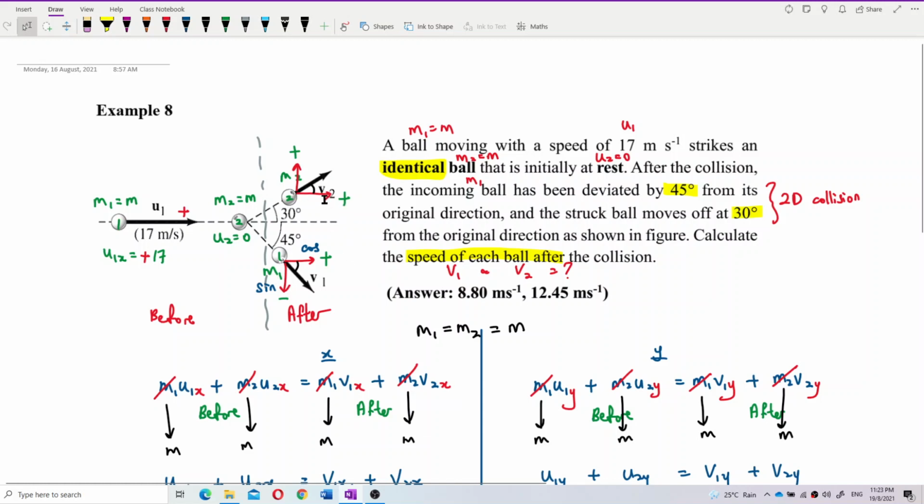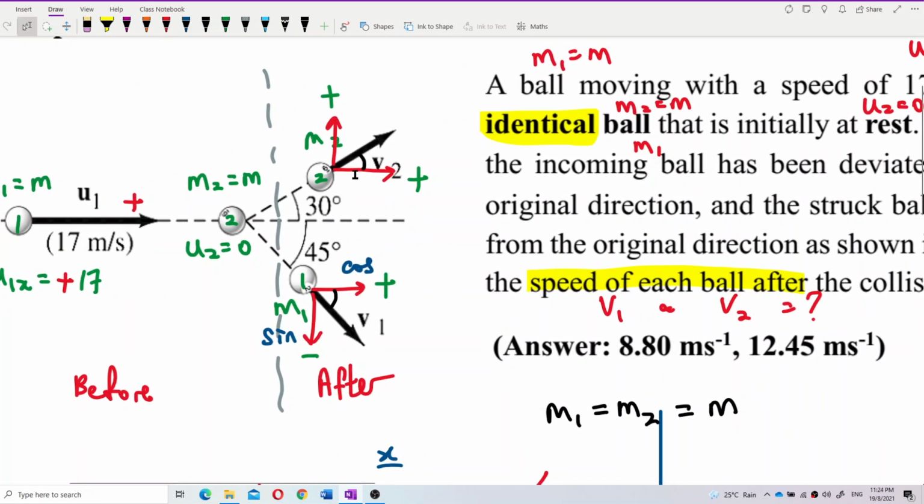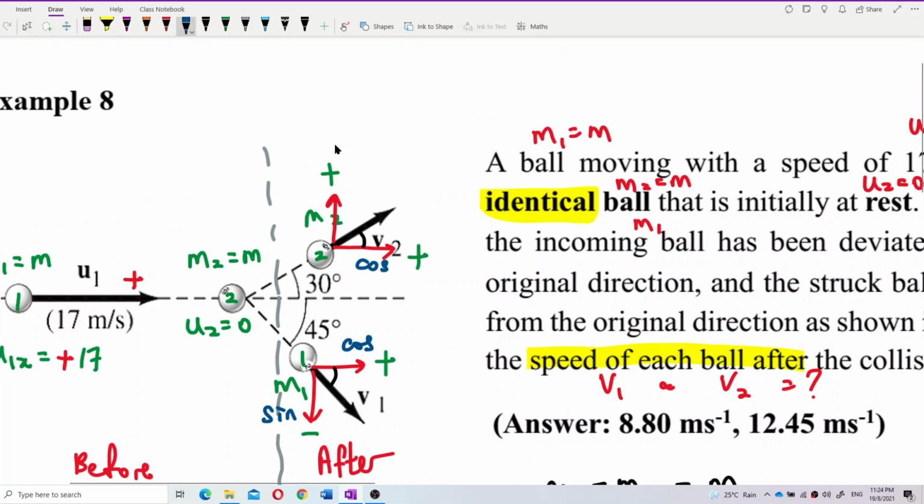And then for v2, the x component is adjacent to the angle, so it's cosine. For the y component, it is opposite to the angle, so it's using sine.